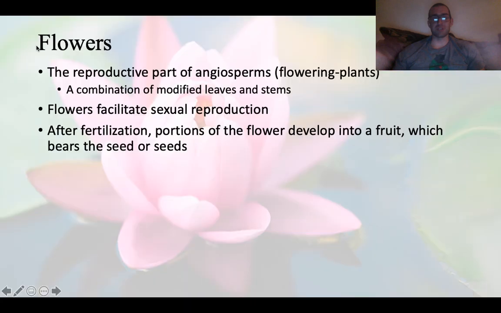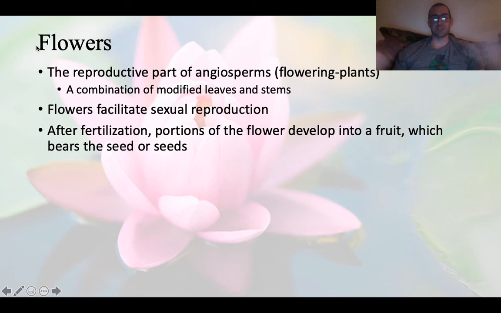Okay, so that's it. That's all you need to know for buds. We're now going to look at flowers. Now, our flowers are the reproductive part of angiosperms. And remember, they are really what make angiosperms, right? Angiosperms are flowering plants. That's the big differentiation that we make between them and gymnosperms. Now, flowers are really just modified leaves and stems, and they're very important because they facilitate sexual reproduction.